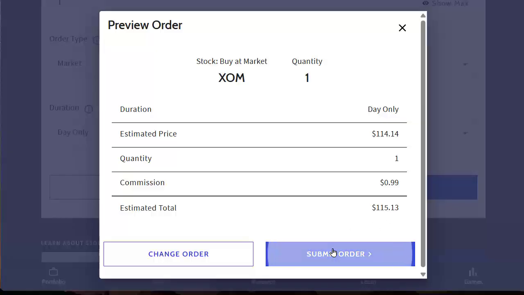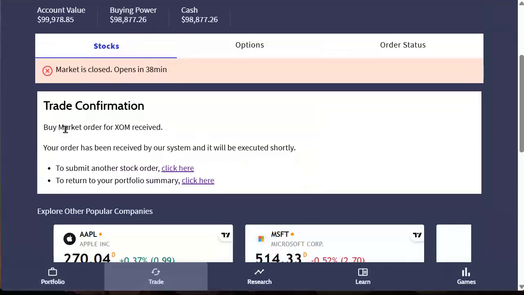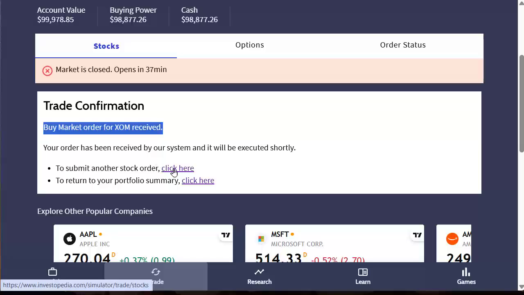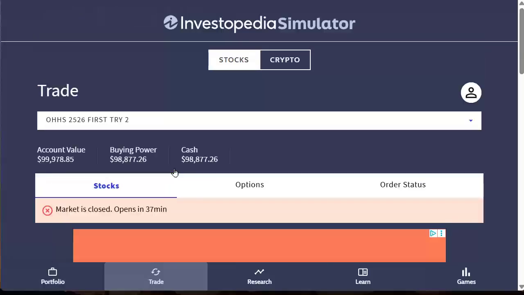We're going to press submit order. It's going to say trade confirmation. Buy market order for XOM has been received. You'll get an email that says the trade was opened. Okay, so let's buy a second one. This time we'll buy a share of NVDA.